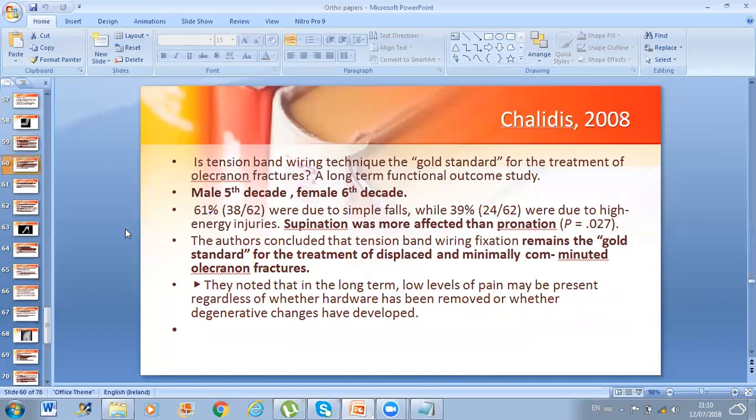If we embed in the triceps, what is the advantage? It will not be prominent. That's the only advantage.